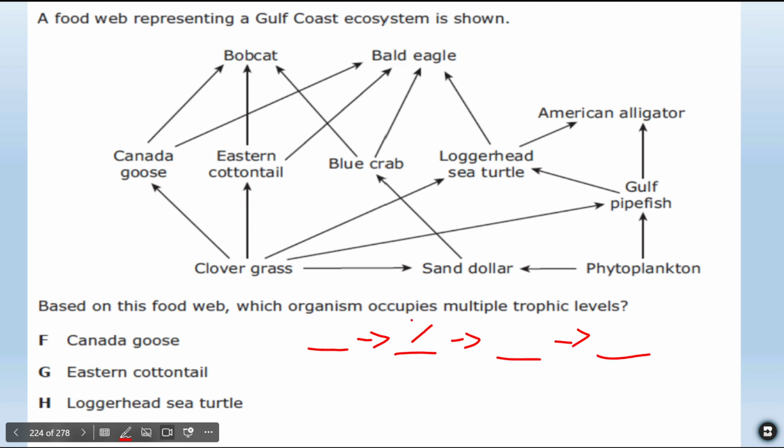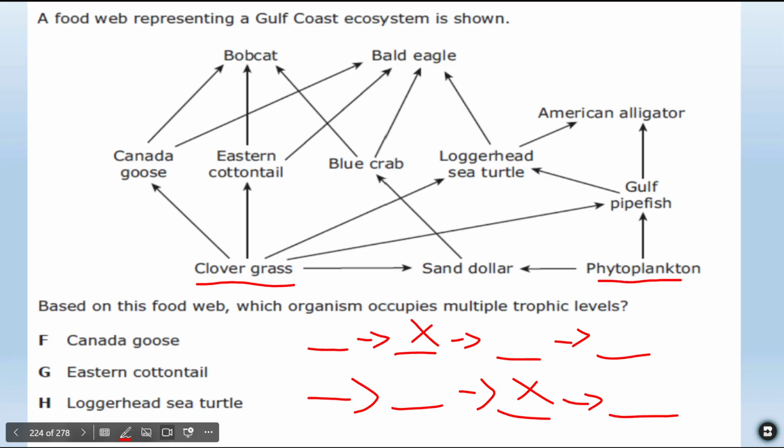Maybe in one food web, there could be a primary. And another one, they could be a tertiary. So they want to know which organism fills in that kind of role. So looking at this food web, you always want to start off with the producers. So here's our producer. Here's our producer. Notice they have no arrows pointing into them, so that makes them producers. And then you just want to follow it off from there.